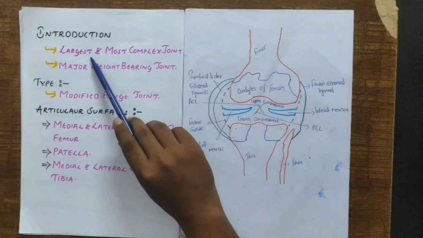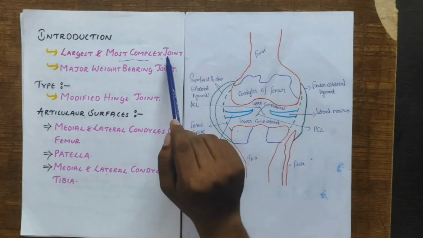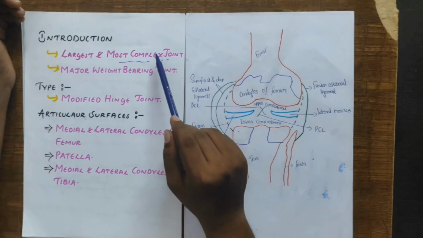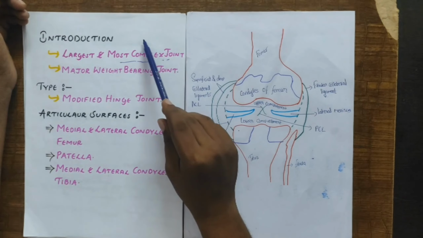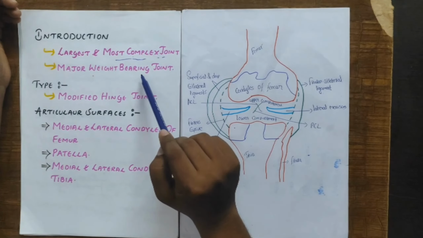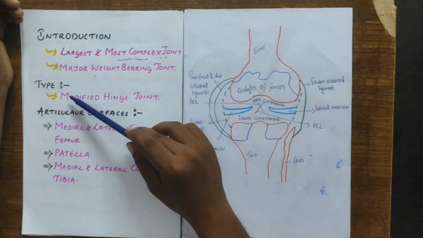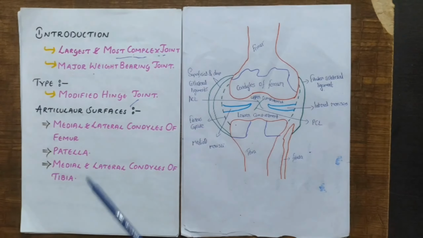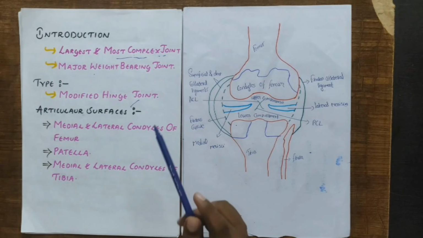Coming to introduction, knee joint is the largest and most complex joint in human body. The complexity is due to articular surfaces. There are 3 articular surfaces in knee joint. Due to that, it is the most complex joint in human body and major weight bearing joint. And then coming to type, it is a modified hinge variety of synovial joint.